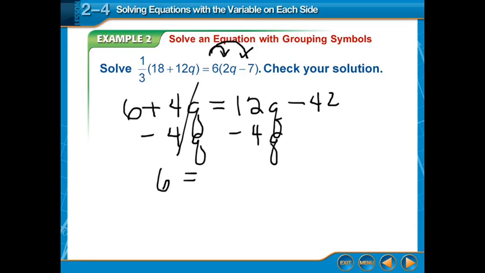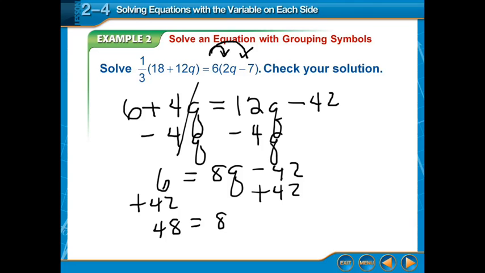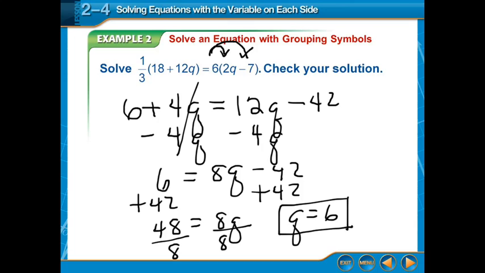So I have 6 equals 8q minus 42. Now I'll add 42 to both sides. I get 48 is equal to 8q. Divide both sides by 8. And I find that q is equal to 6. If I put 6 back in the place of q, I should get a true statement. So don't forget to check your answers.